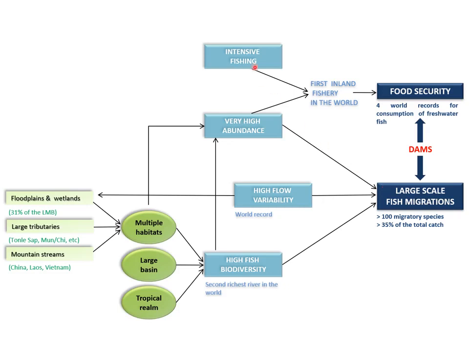Then at another level, you have intensive fishing with a high population, multiple methods, and that creates the first inland fishery in the world. And subsequently, that fishery is very important for food security. You may have a very high fish abundance and flow variability in other rivers of the world, like the Amazon, but then the population is not so high along the Amazon River, the fishing intensity is not so high, and the river is not so important for food security. In the Mekong, it is.